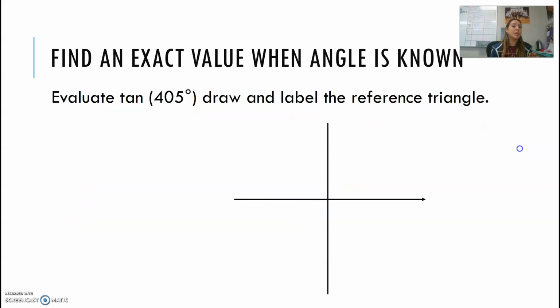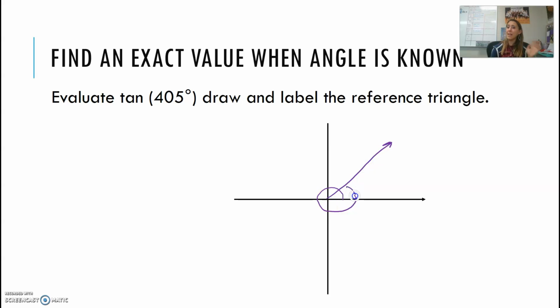So we're going to evaluate tangent of 405 degrees and then draw that reference angle. I'm going to start right here and go around: 90, 180, 270, 360, and then 360 plus 90 is 450, so I don't want to go quite that far. If I have 360, I want to go up 45 degrees, right? So 45 degrees, that's about halfway. So we're going to go right here.